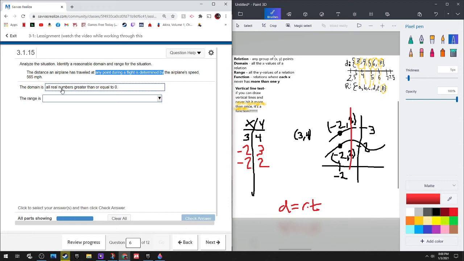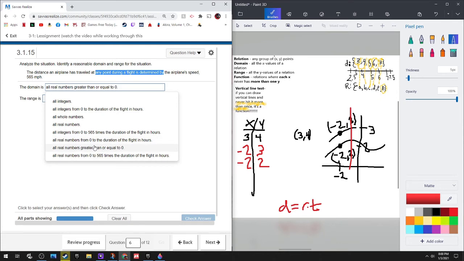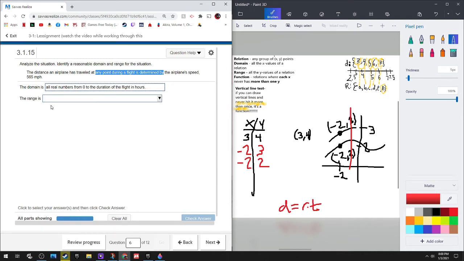That's the thing about mathematical models, sometimes they're not realistic after a certain point. But this one we could say, well, let's start at time 0, that's the start of the flight, and then go till it's over, but they didn't tell me about when it's over. Let me just make sure. Oh, they do. All real numbers from 0 to the duration of the flight in hours. So we don't know how long that is, but it's there.